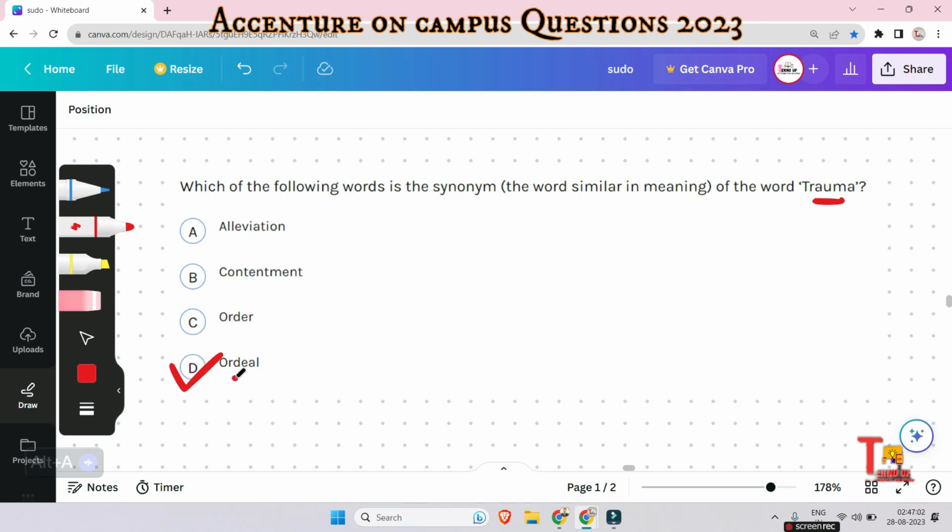And finally, ordeal is a difficult or painful experience, right? So trauma also means a distressing or disturbing experience, and this is quite similar to ordeal. So the answer will be ordeal, right?